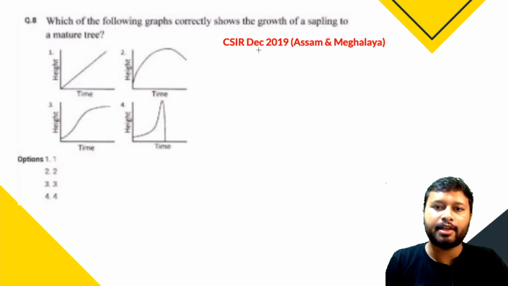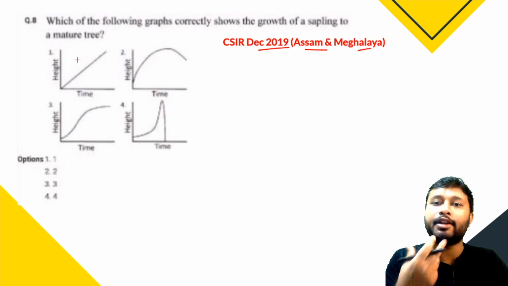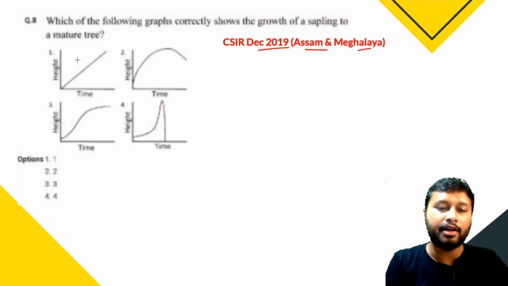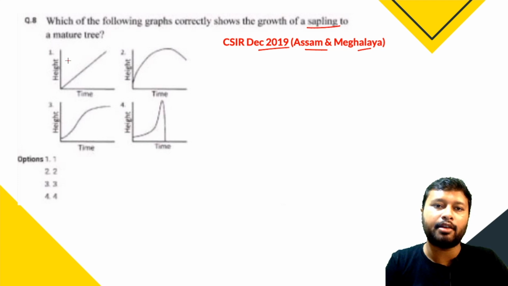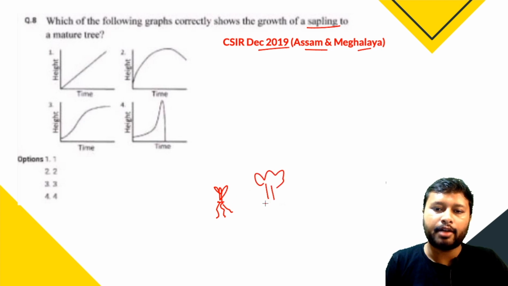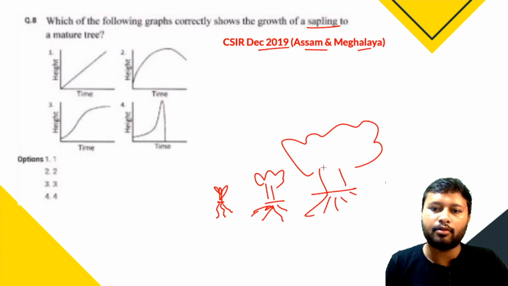It was asked in the CSIR December 2019 Assam and Meghalaya region question paper. Now if you see, this is a condition based graph question where some condition they are giving. It says which of the following graphs correctly shows the growth of a sapling to a mature tree. Now you all know that if I plant a sapling, which is a small plant, with time it will grow bigger into a tree, and at the end it will become a big tree, right?